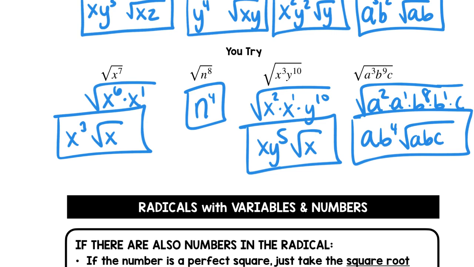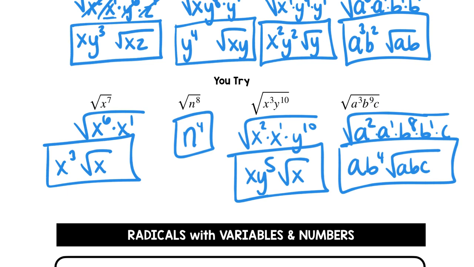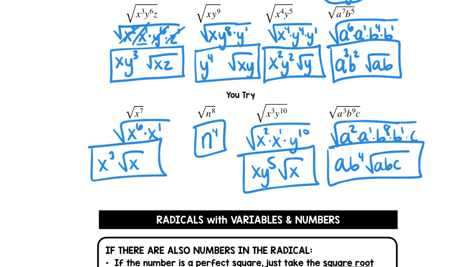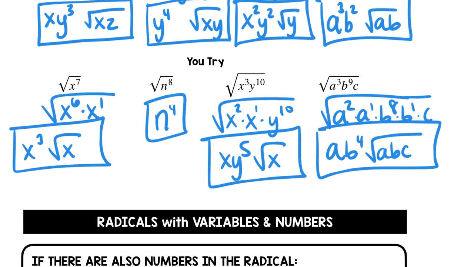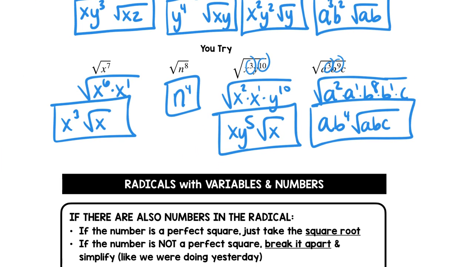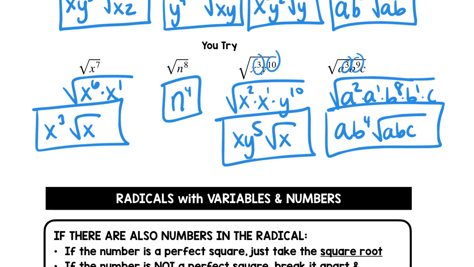So these are the answers for those you-tries. So x to the 7th, I had to write that into 6 and 1. And then I was able to pull out an x to the 3rd. N to the 8th, 8 is already divisible by 2. So it's just n to the 4th. This x to the 3rd and y to the 10th, I had to break the 3rd into 2 and 1. And then the 10 is already divisible by 2. So it's fine. And then the last one, I had to break the 3 into 2 and 1, the 9 into 8 and 1. And then that c needed to stay under the root. So if you want to go ahead and pause the video for a minute just so you can get those down. I will upload a notes key on Google Classroom later too.